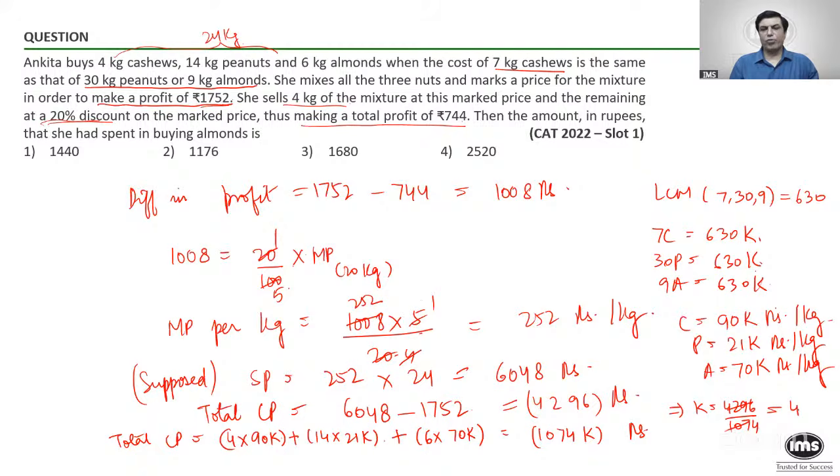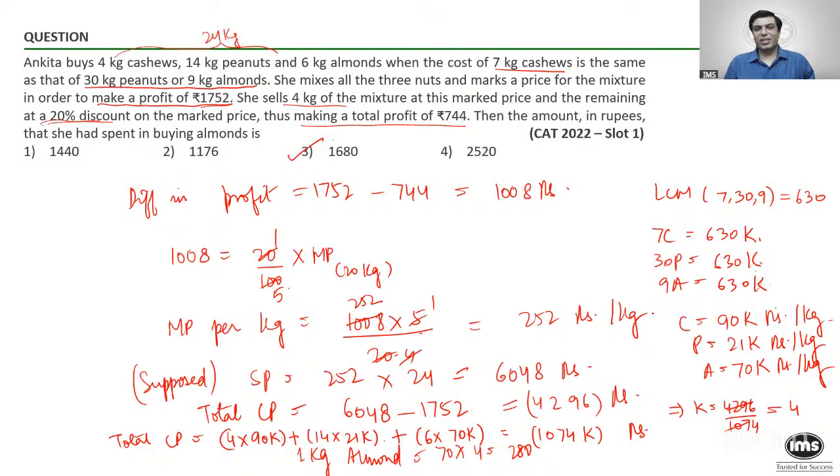What do I need to find? I need to find the cost of 6 kg almonds. So 1 kg almond is basically 70K, 70 into 4, right? So 1 kg almond is 280. That is 280, right? So 6 kg is how much? 280 into 6, which is nothing but 1680. 1680 is the required answer.